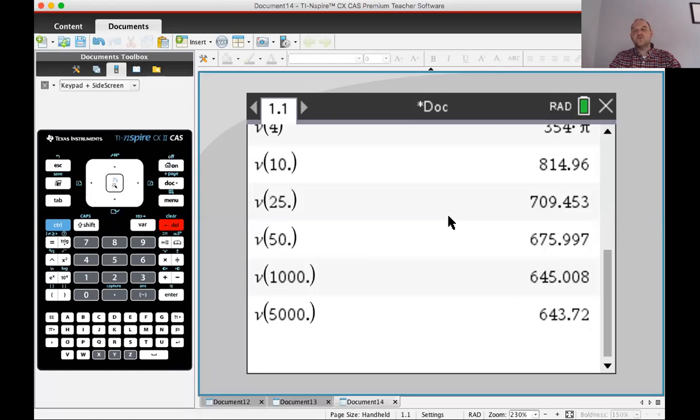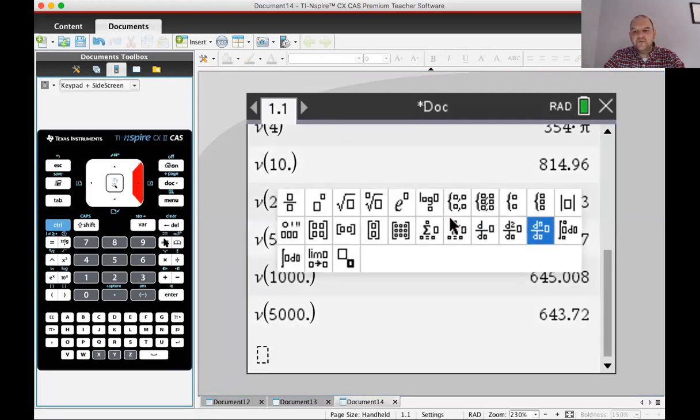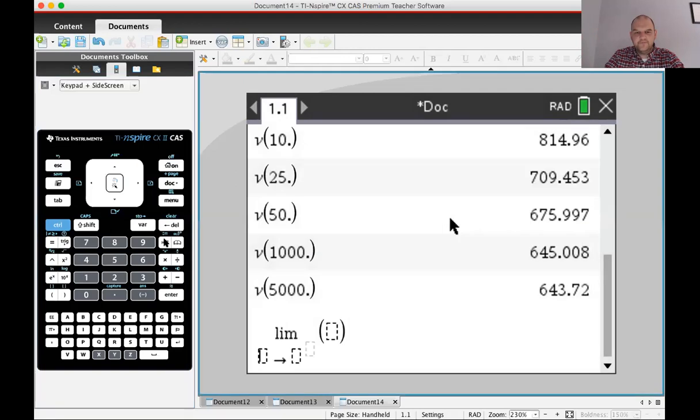So now the question is, what would happen if we use an infinite number? Can we use an infinite number? Well, it turns out that the calculator can. So let's actually do that. I'm going to press the templates button, and it's in the last row. Just find it, because it's probably different on your calculator. Not all the templates are in the same row and column anymore. But anyway, we want the limit one.